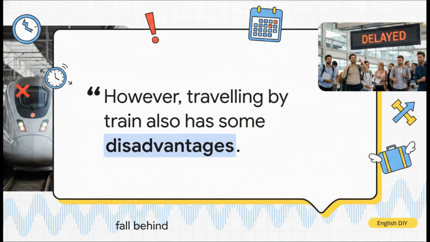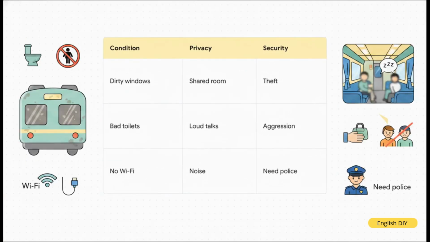And honestly, if you fall behind schedule and you need to change trains, those delays become a seriously big problem. Also, really old trains can sometimes have pretty bad conditions. We're talking dirty windows, bad toilets, and no air conditioning, Wi-Fi, or even sockets to charge your phone.